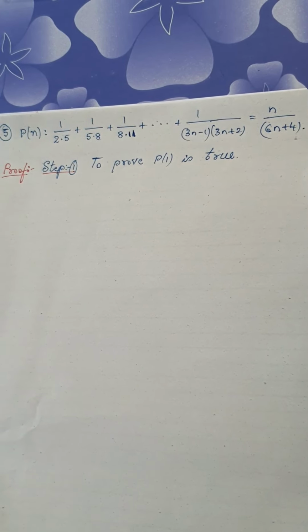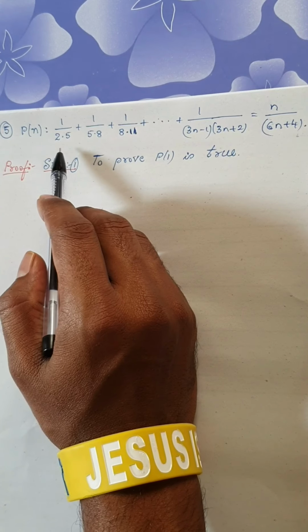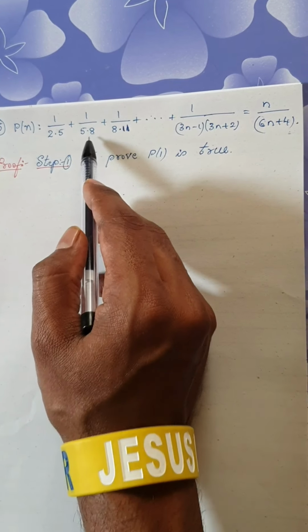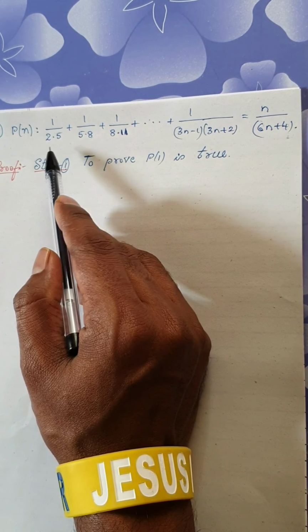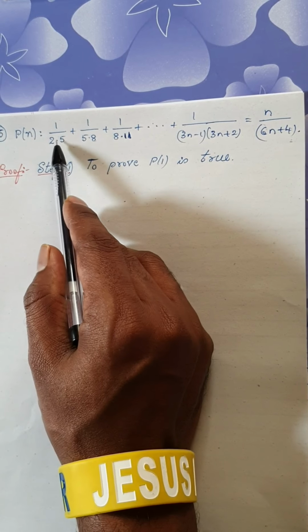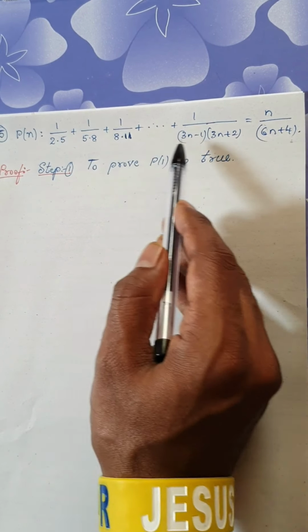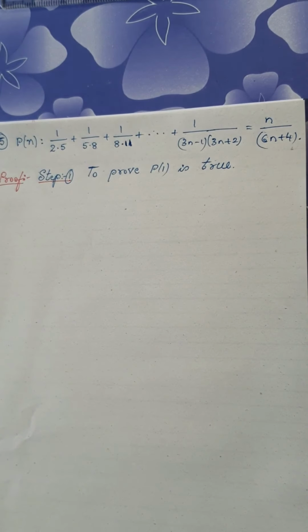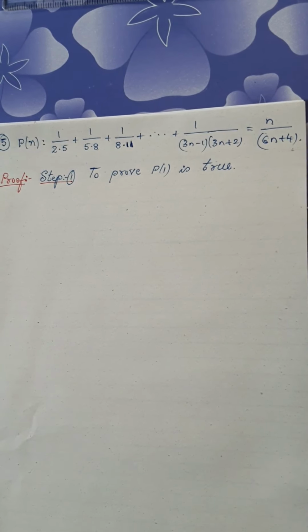Please be very, very careful, because there are chances that the student will read it as 1 divided by 2.5 and 1 divided by 5.8. No. This is actually 1 divided by 2 into 5. This is rather multiplication. So 2 into 5, 5 into 8, 8 into 11, similarly. Okay. So this is the statement I'm going to prove by the principle of mathematical induction.